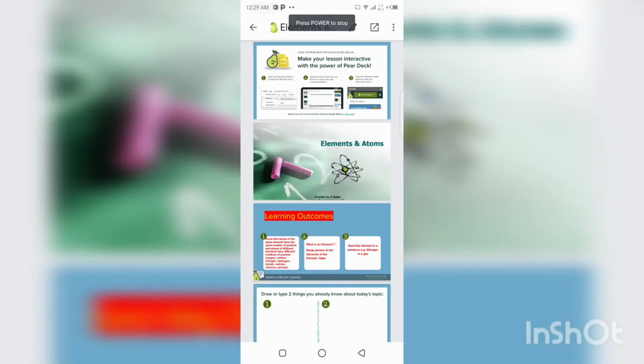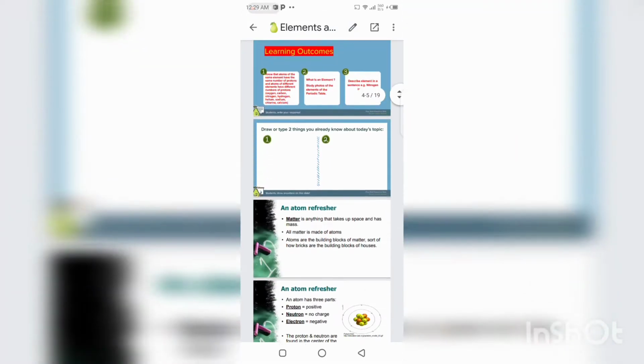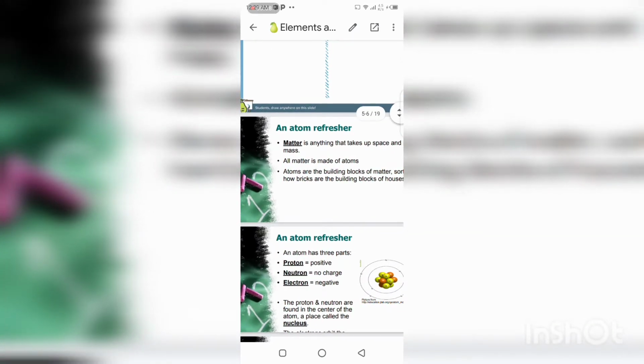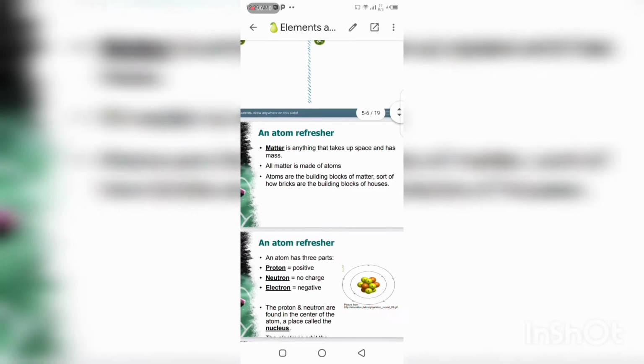So today we will learn elements and atoms. An atom reflection. Matter is anything that takes up space and has mass. All matter is made up of atoms. Atoms are building blocks of matter, sort of how bricks are the building blocks of houses.